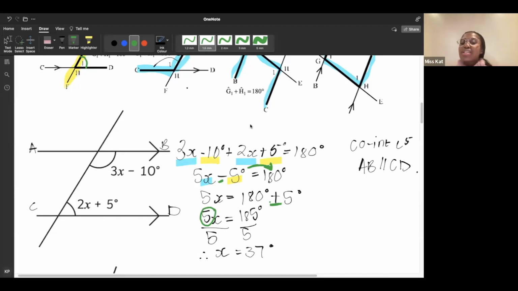I was just wondering, could we take the 5 over to the 185, to divide 185 by 5, and not divide the 5x with the 5? Can we just take the 5 over? Oh, I see what you mean. Yes, we can. So then you'll say x equals 185 divided by 5. Is that what you mean? Yes, that's correct. If that's what you meant, you are correct.